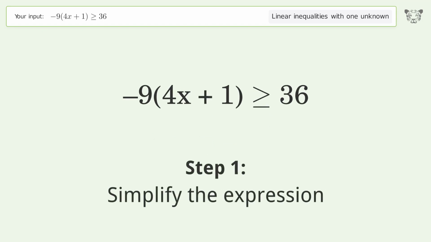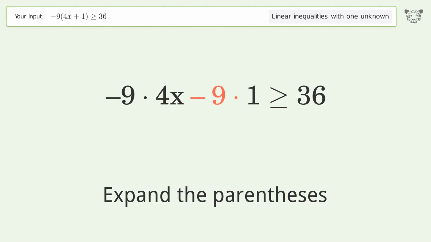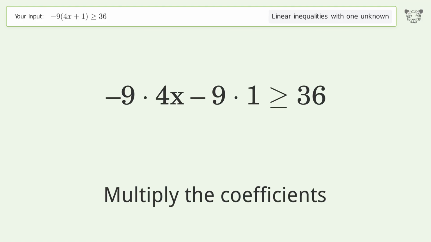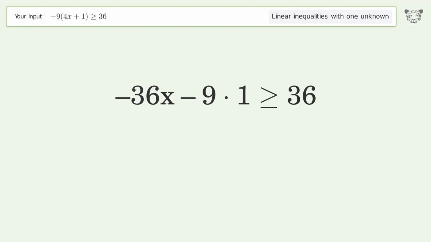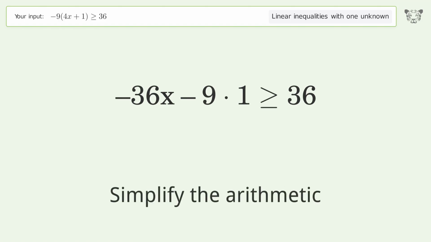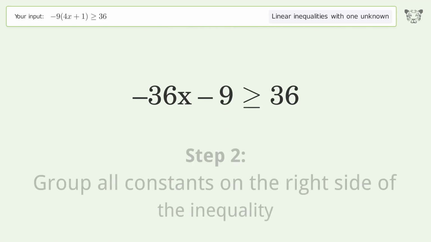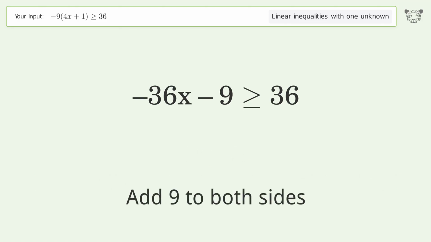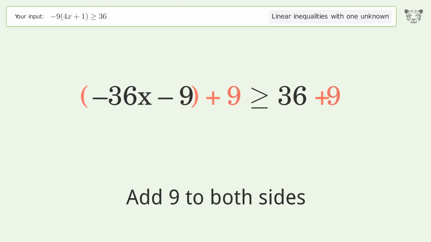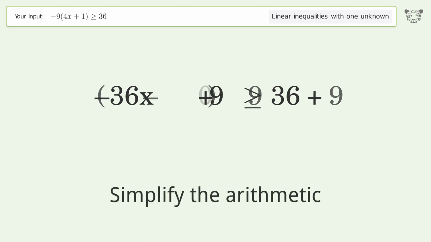Simplify the expression. Expand the parentheses. Multiply the coefficients. Simplify the arithmetic. Group all constants on the right side of the inequality. Add 9 to both sides. Simplify the arithmetic.